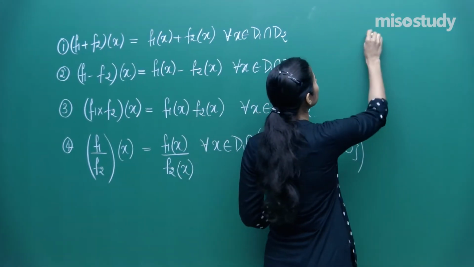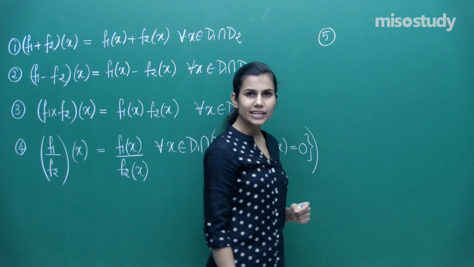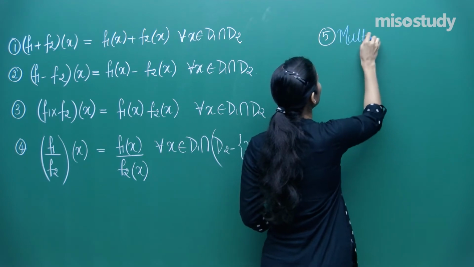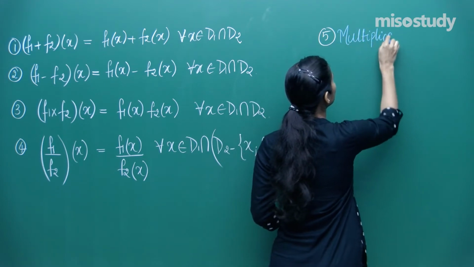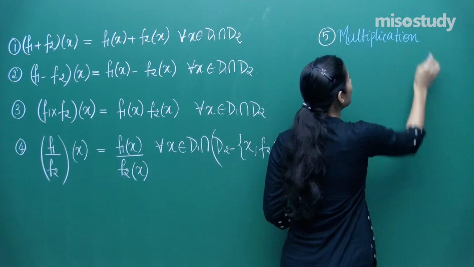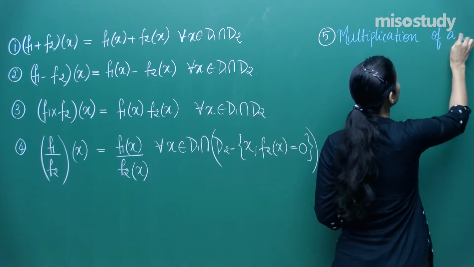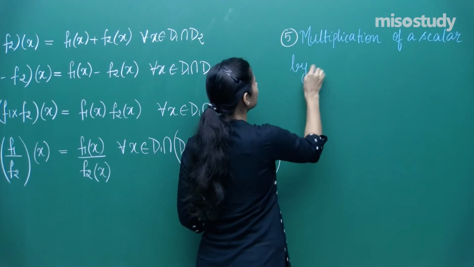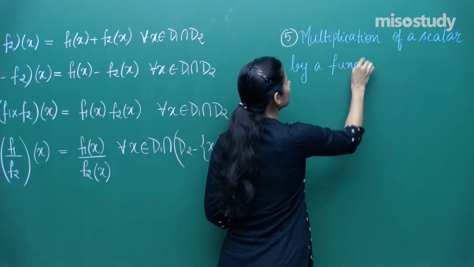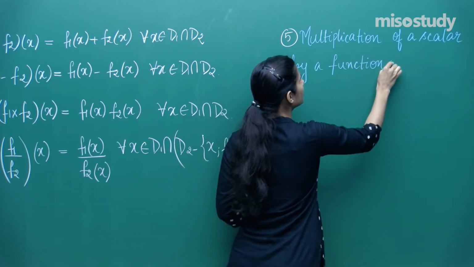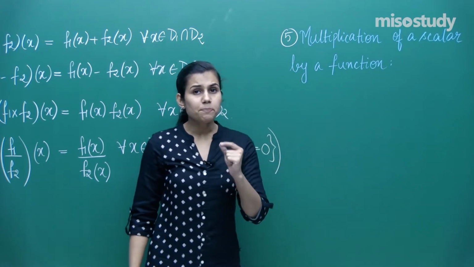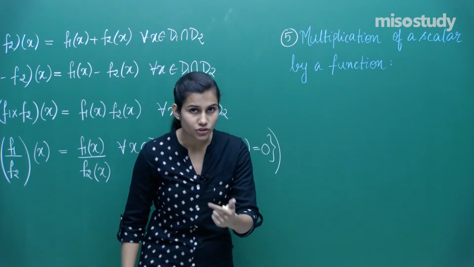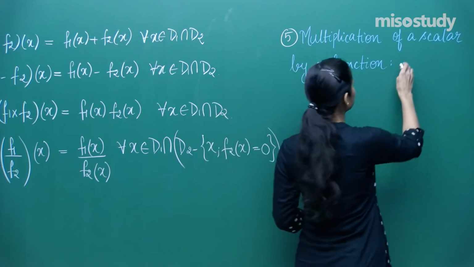Having understood these four operations on the functions useful to create even new and more functions, it's now turn to move on to the fifth operation, which says multiplication of a scalar by a function. That means by multiplying a scalar to a given function, you can form another new function. Let's see what it is trying to say.